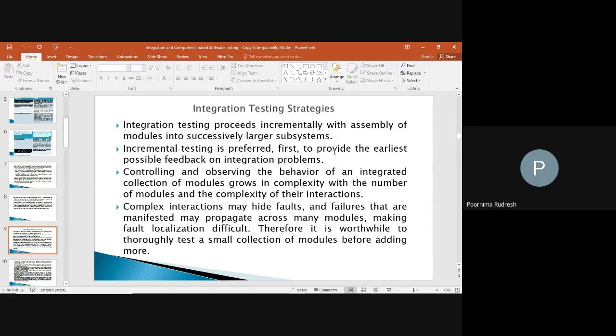If we detect the errors as early as possible, then those errors can be corrected with the minimum cost, right? When we go for complex interactions, these complex interactions may hide faults or failures that are manifested and may propagate across many modules. May propagate means they can pass through different modules. If such errors are undetected in different modules, and the errors are detected only during the operation of that particular product, then correction of such faults is very, very costly. So we have to avoid such things.